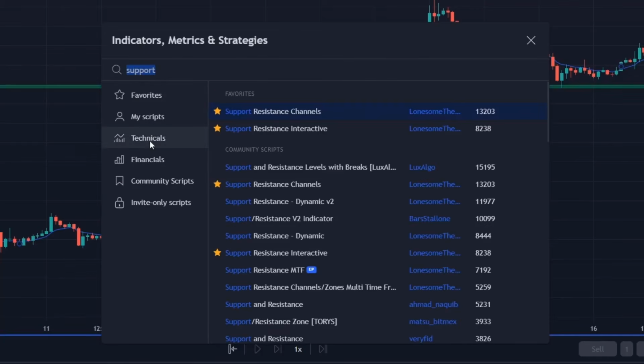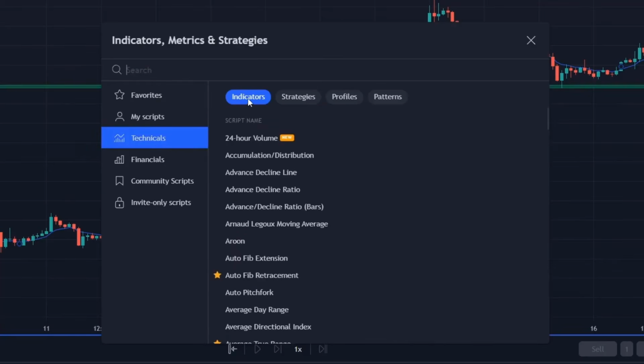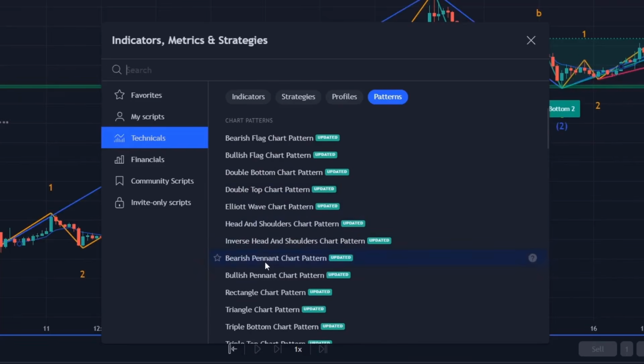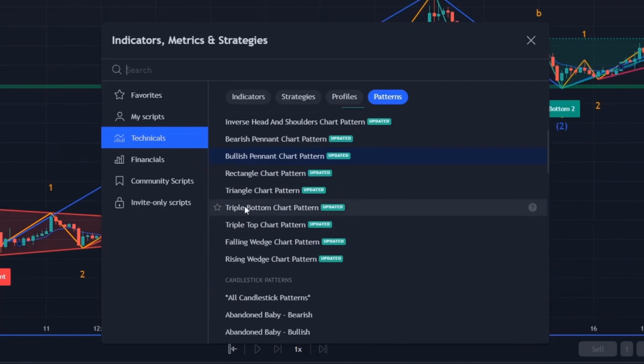Otherwise, when you're looking at indicators, you go here to technicals, then you have indicators, strategies, profiles, and patterns, and then you click on patterns. And as you can see, you have bearish flag, bullish flag, double bottom, double top, Elliott wave, head and shoulders, inverse head and shoulders. You see, you really have everything across the board.